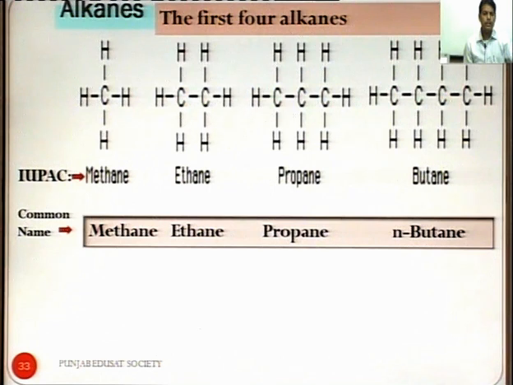So, each next member of a homologous series differs by a CH2, that is 1 carbon and 2 hydrogens are added in each step. The first member has 1 carbon and 4 hydrogen, the second member ethane has 2 carbon and 6 hydrogen, the next member propane has 3 carbon and 8 hydrogen, the next member butane has 4 carbon and 10 hydrogen.